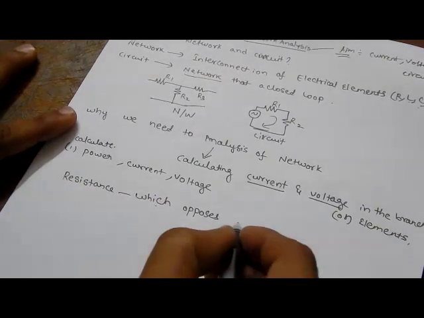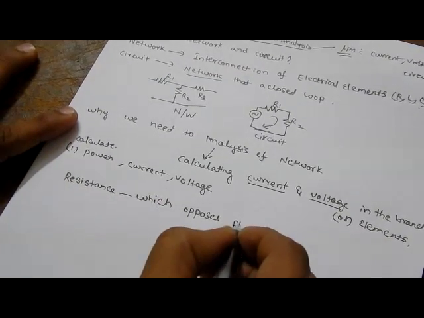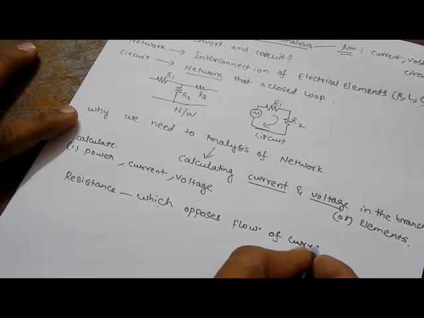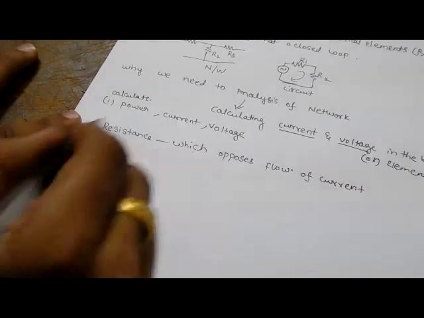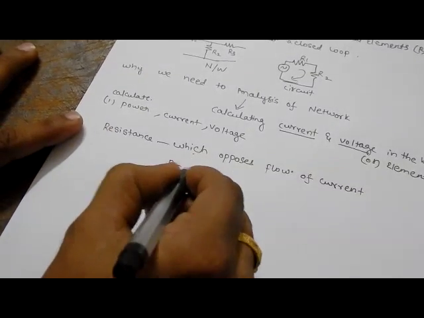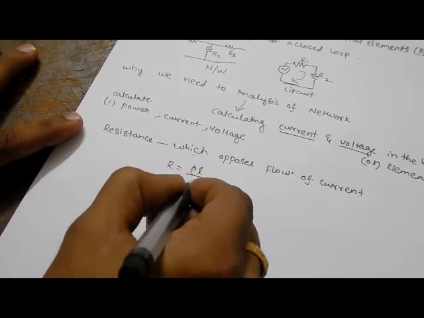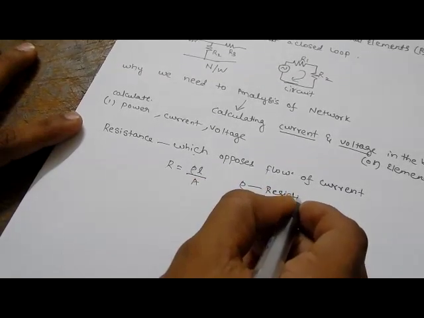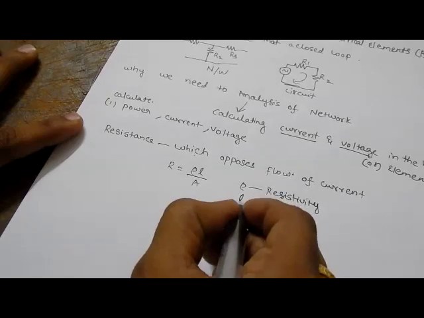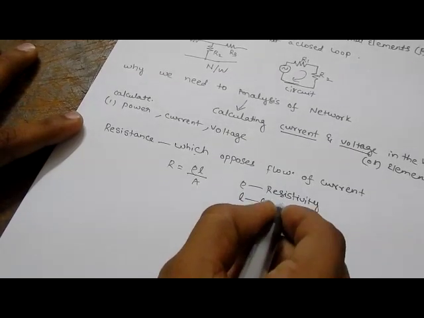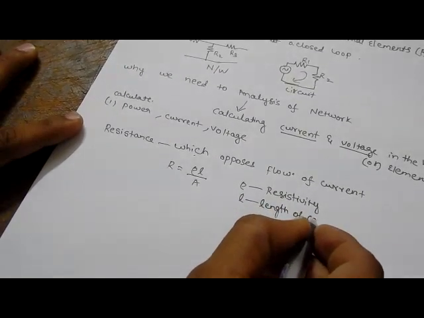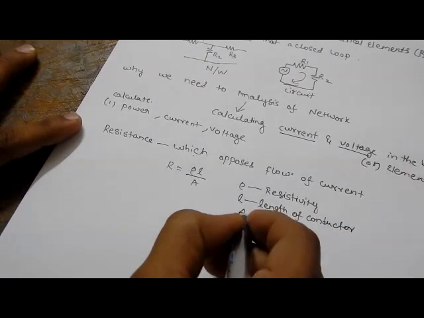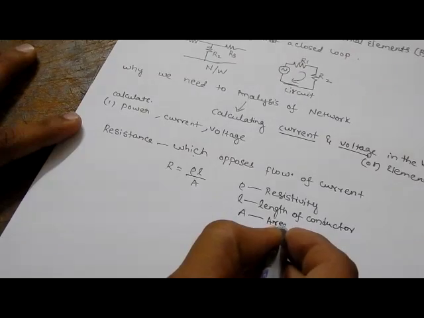So what is resistance? It opposes the flow of current, right? In resistance, R is equal to rho L by A. So what is rho? Resistivity. And what is L? The length of the conductor or the length of the wire. And A is the area of cross section.